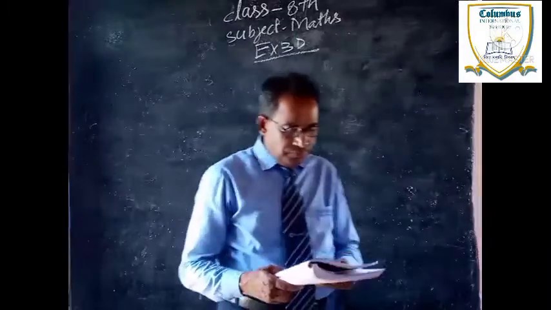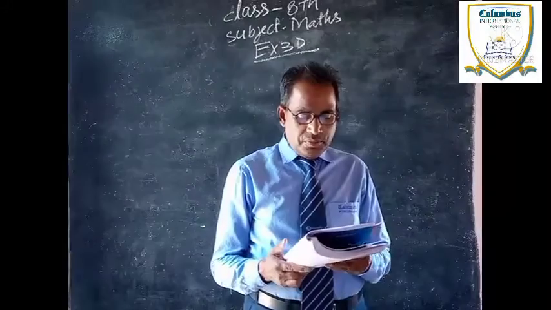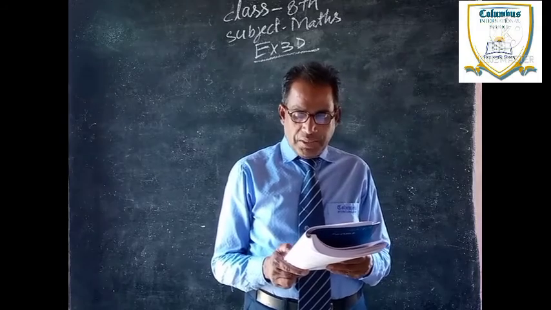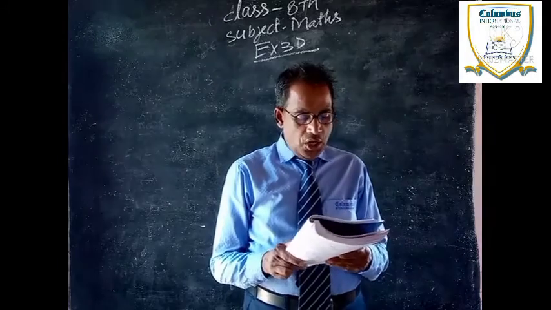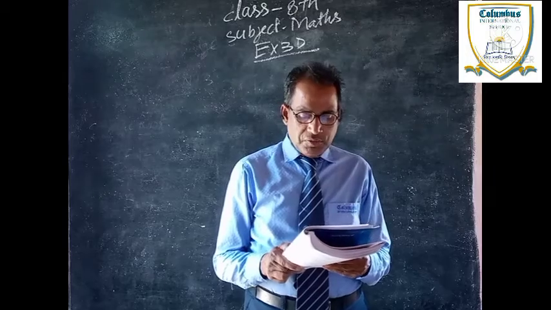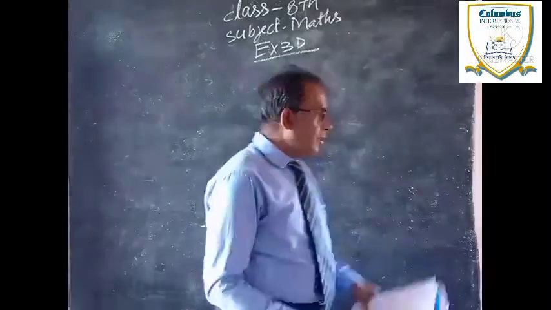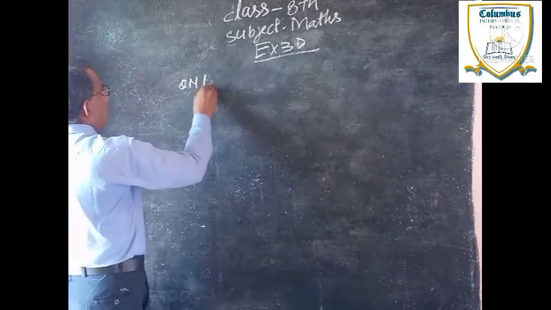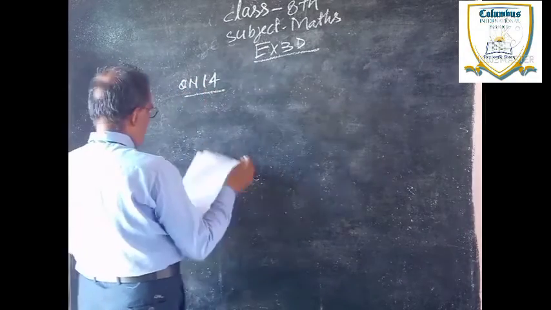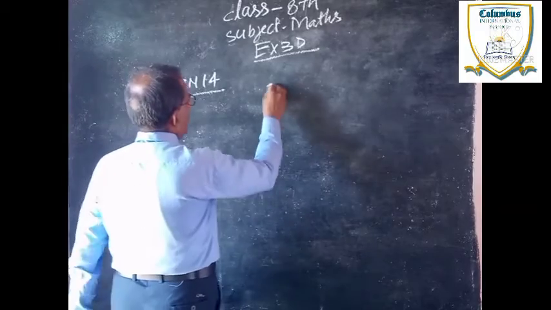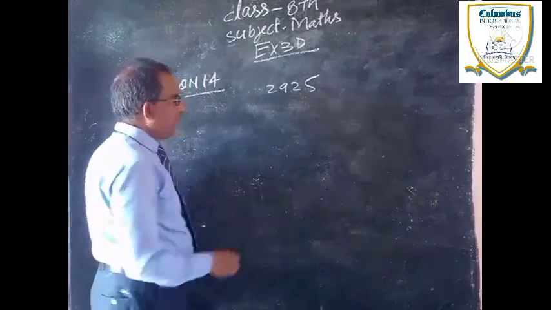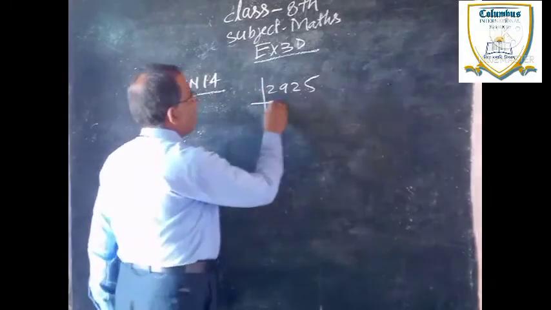Question number 14. Find the smallest number by which 2925 must be divided to obtain a perfect square. Also find the square root of the perfect square so obtained. Our given number is 2925. First of all, we should find the prime factorization of 2925.